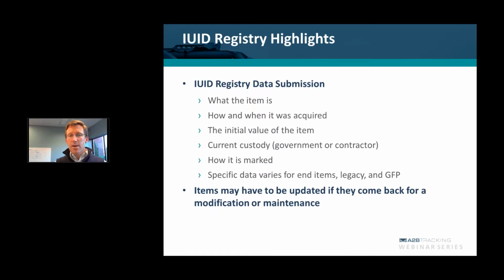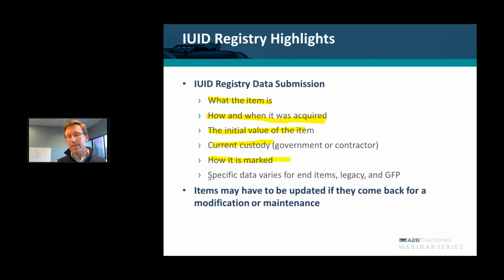A lot of people are interested to know what exactly the registry is looking for, as lots of contract and invoice data are going over to IRAPT, but what ends up in the registry? The registry data wants to know what the item is, how and when that item was in fact acquired, the initial value of the item, and then who has the current custody of that item. Is it the government or is it a contractor? How that item is marked.